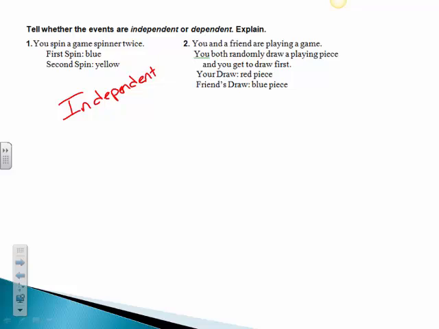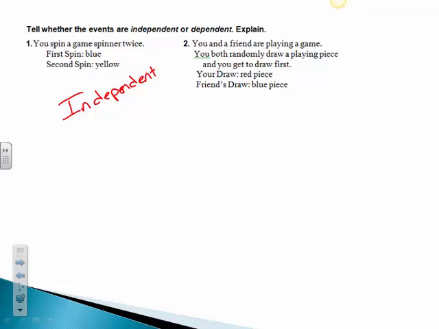Okay? Number 2, you and a friend are playing a game. You both randomly draw a playing piece, and you get to draw first. Your draw is a red piece. Your friend's draw is a blue piece. Are these independent events or dependent events?